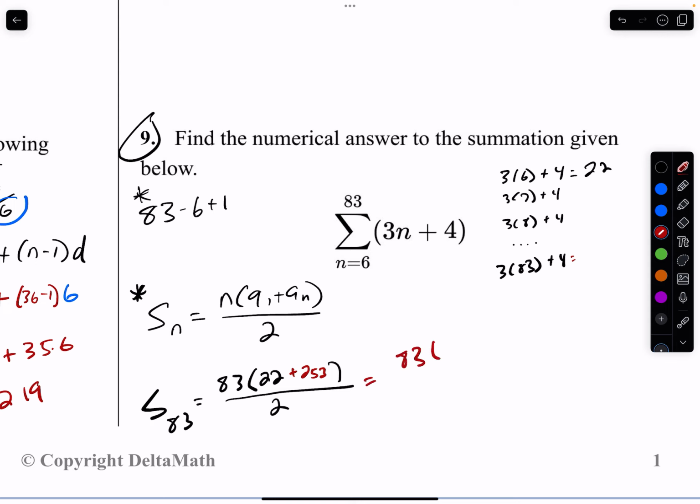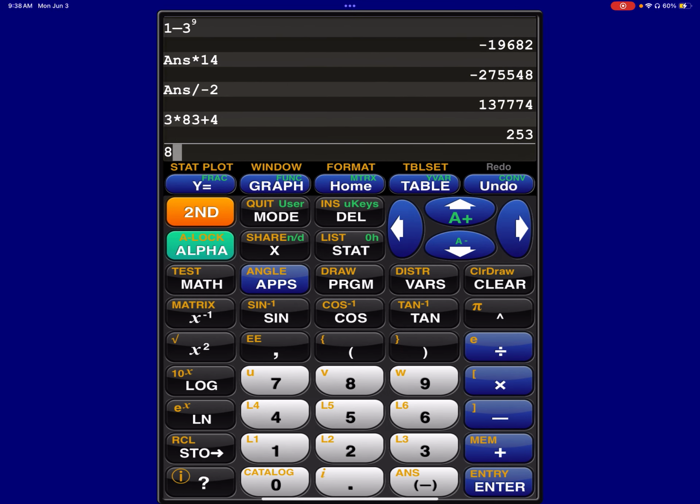So now we use our calculator. 83 times 22 plus 253 is 275 divided by 2. So 83 times 275, and now divided by 2 is that, 11412. Wait, that seems wrong.